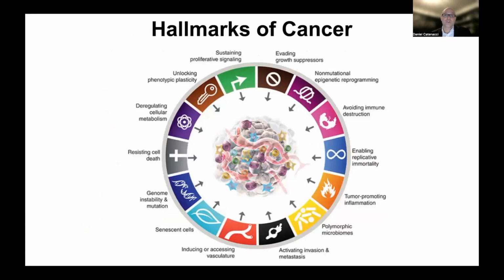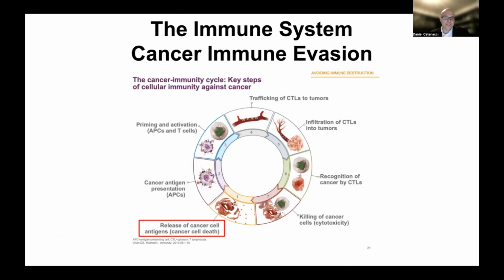So the hallmarks of cancer, all shown here, are all showing properties that a cancer cell has in order to survive. We're going to focus on this major arm here of how cancer cells can evade our immune surveillance and destruction. So with the first step, the release of cancer cell antigens, how can the cell affect that negatively?